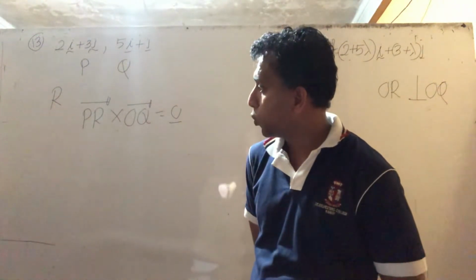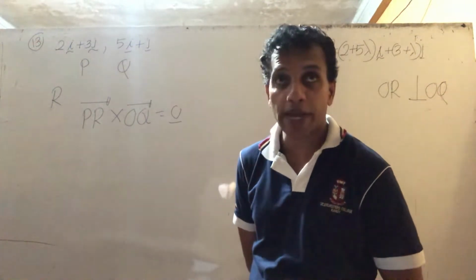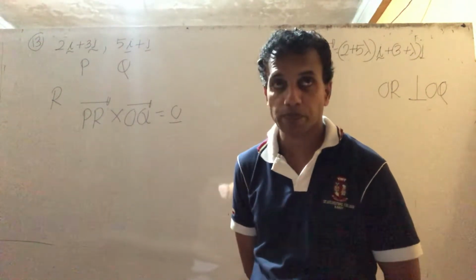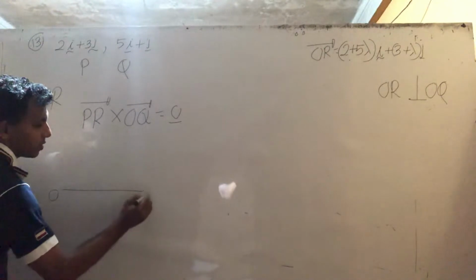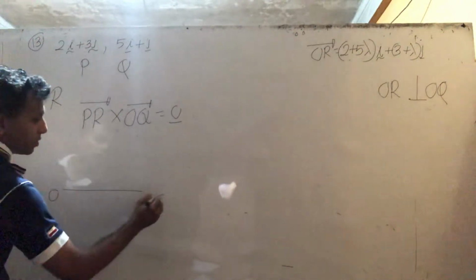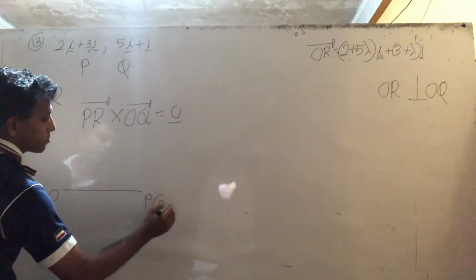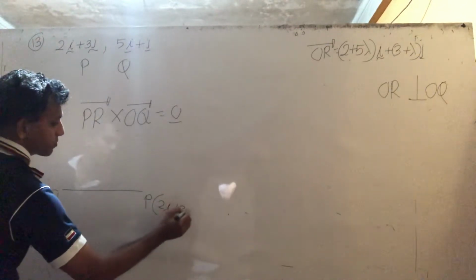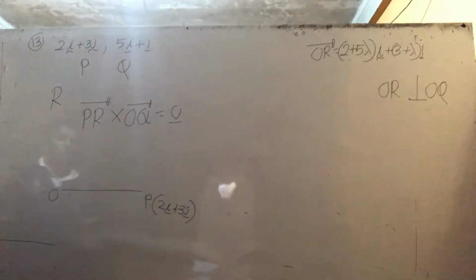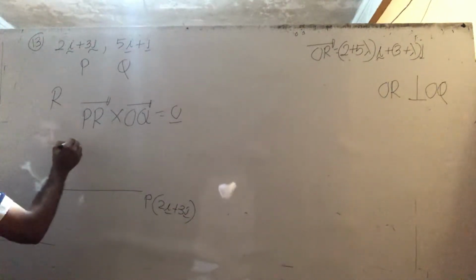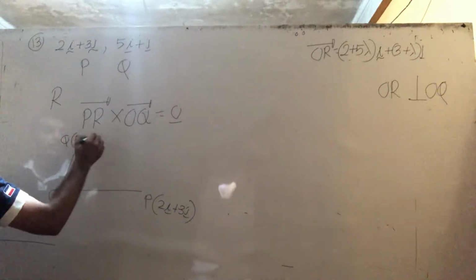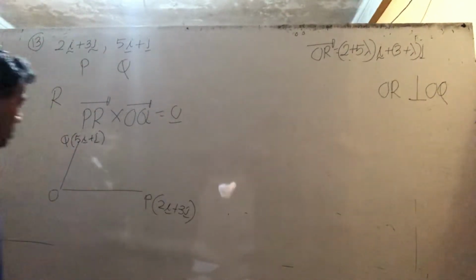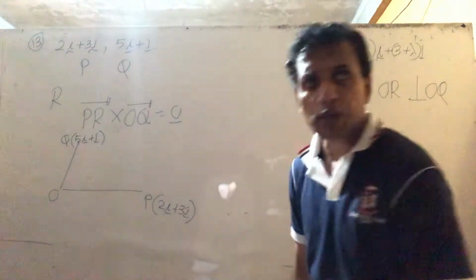So with respect to O, they said P and Q are 2 points and their vector form is given. So we mark and draw that. So show the diagram. Take O here. P is given 2i plus 3j. Q is here, a point Q. Q is 5i plus j. Okay, PQ. And there's a new point R.